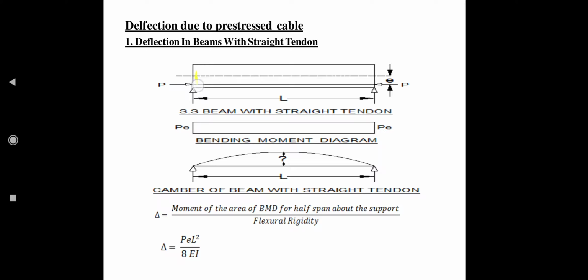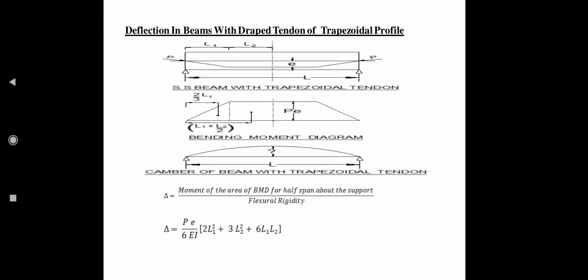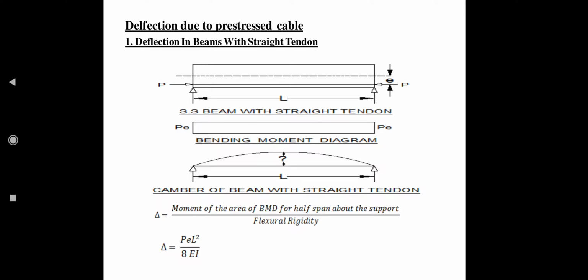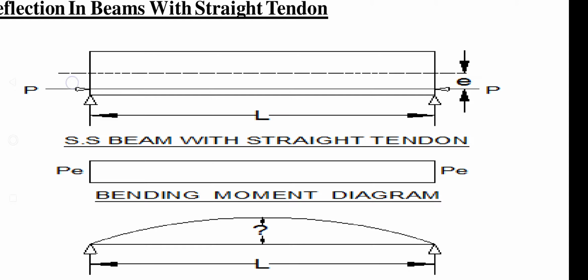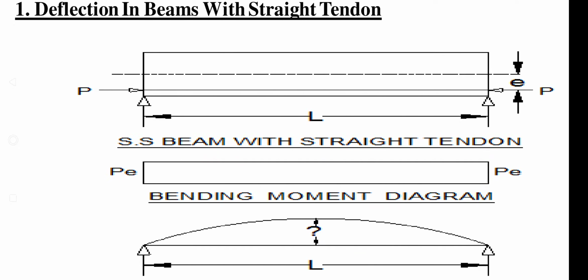So here you can see a rectangular member. To this rectangular member, a cable is provided, and the cable is a straight cable. Due to this, the bending moment is P into E, where P is the prestressing force, and E is the eccentricity. Eccentricity is the distance between the CG of a member and the cable.